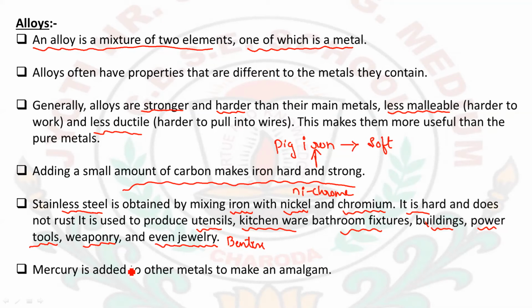Next, mercury is added to some metals to form amalgam. Amalgamation is also a process to make alloys. But generally amalgam is unwanted. We do not want to form amalgams because in some conditions it is very destructive.